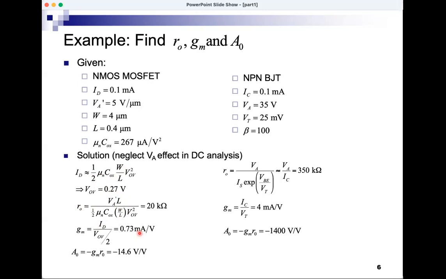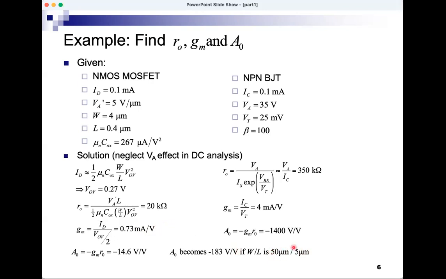So if I make W and L much bigger than what they are, for example, 50 and 5, instead of 4 and 0.4, and I repeat the calculation, I will get an intrinsic gain for the MOSFET of almost minus 200, minus 183 instead of minus 14.6. So I can make the gain bigger. But at what price? What is this new MOSFET that I got?